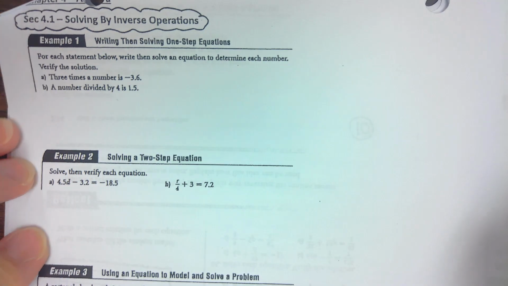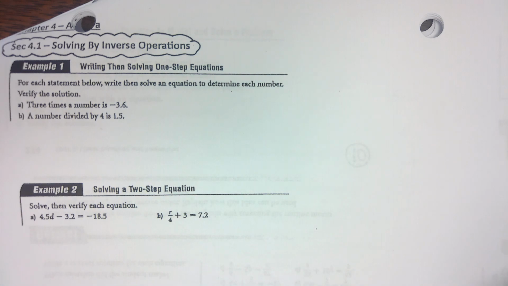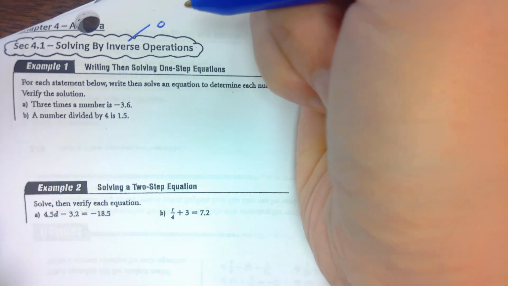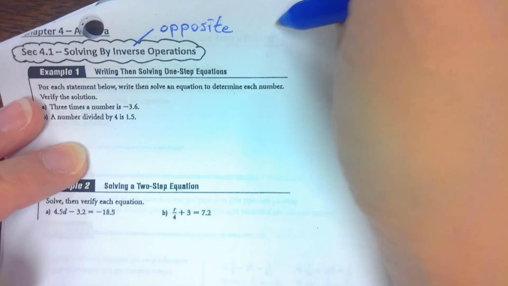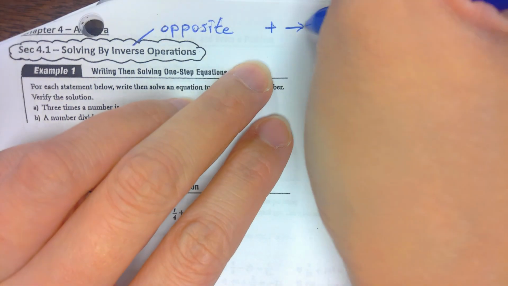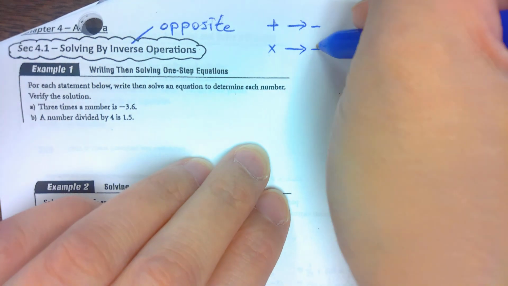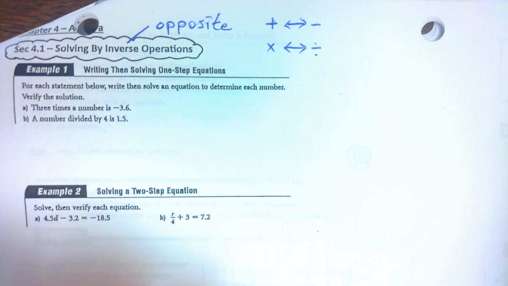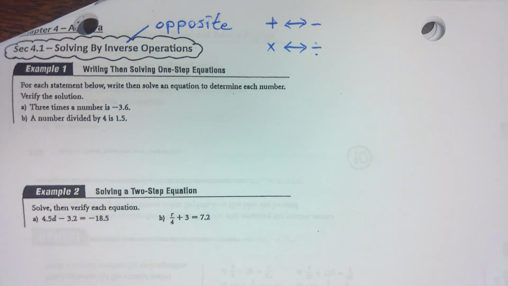Solve by inverse operation. What's another word for inverse? A simpler word. Even simpler. What does inverse mean? Backwards, okay. Any other words other than backwards? Starts with O. Opposite. Right, opposite. So what is the opposite of plus? What is the opposite of times? Yeah. So these are opposite operations, and that's how we're going to solve the problem.